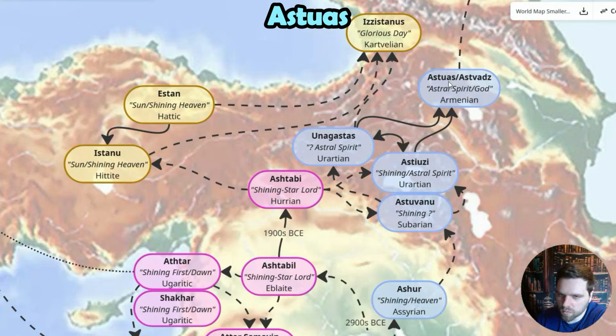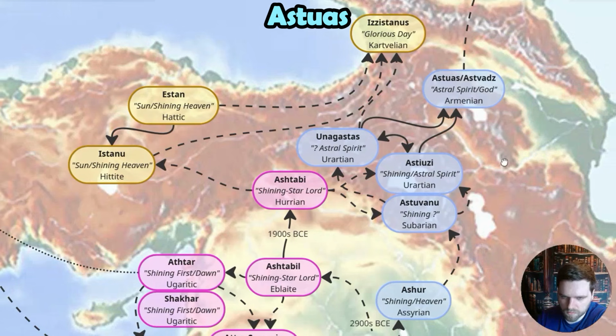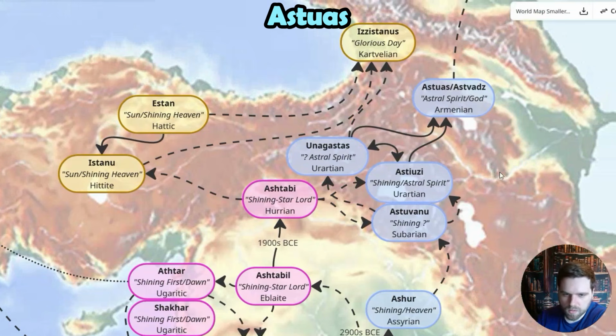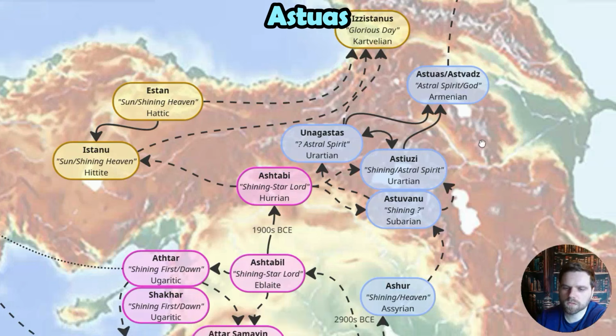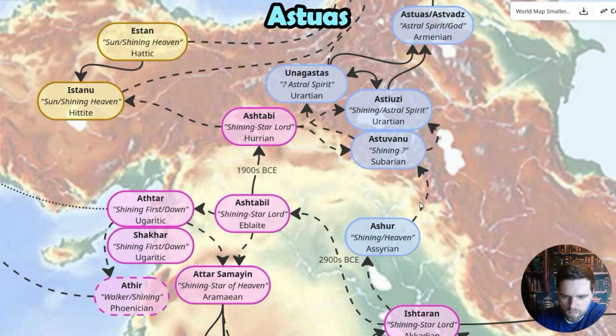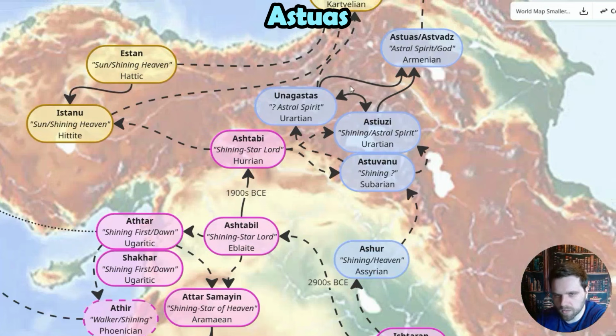Nonetheless, the possible origin of this Armenian god proper might be in Urartian and Subarian. The Subarians were kind of in this intersection area between the Assyrians and Urartu. And Urartu is basically Armenia. It's the homeland of the Armenians. This entire region with these three lakes is Urartu effectively.